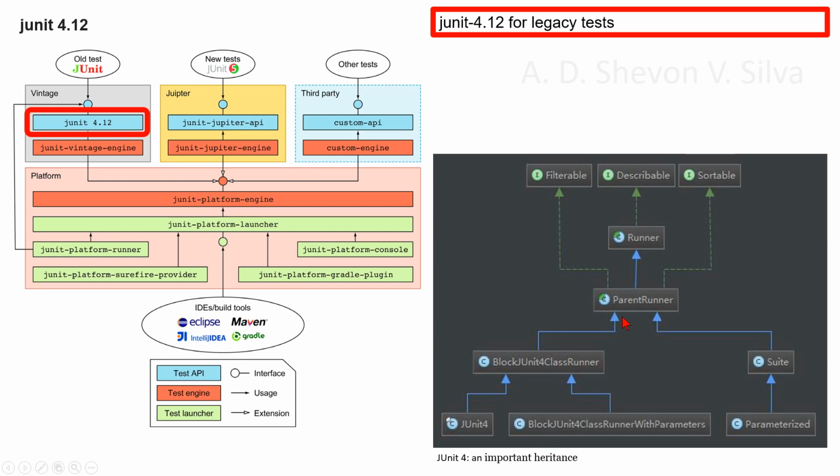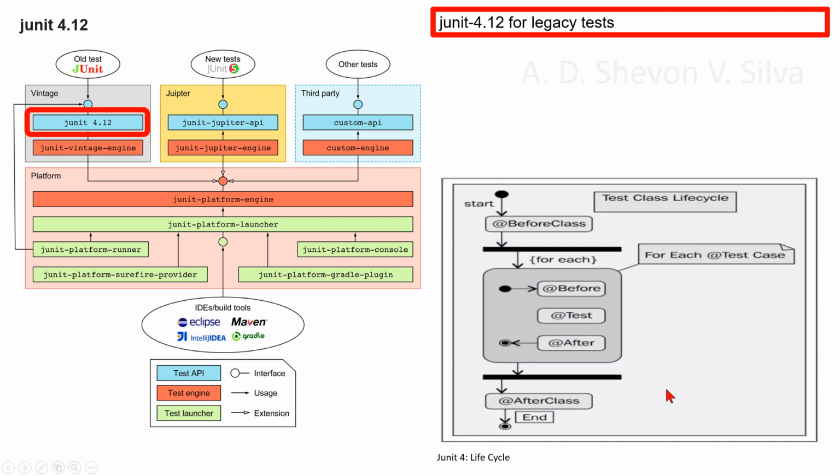Parent runner has subclasses BlockJUnit4ClassRunner and Suite. BlockJUnit4ClassRunner has subclasses JUnit4 and BlockJUnit4ClassRunnerWithParameters, and Suite has subclass Parameterized. Here you can see the life cycle of JUnit 4.